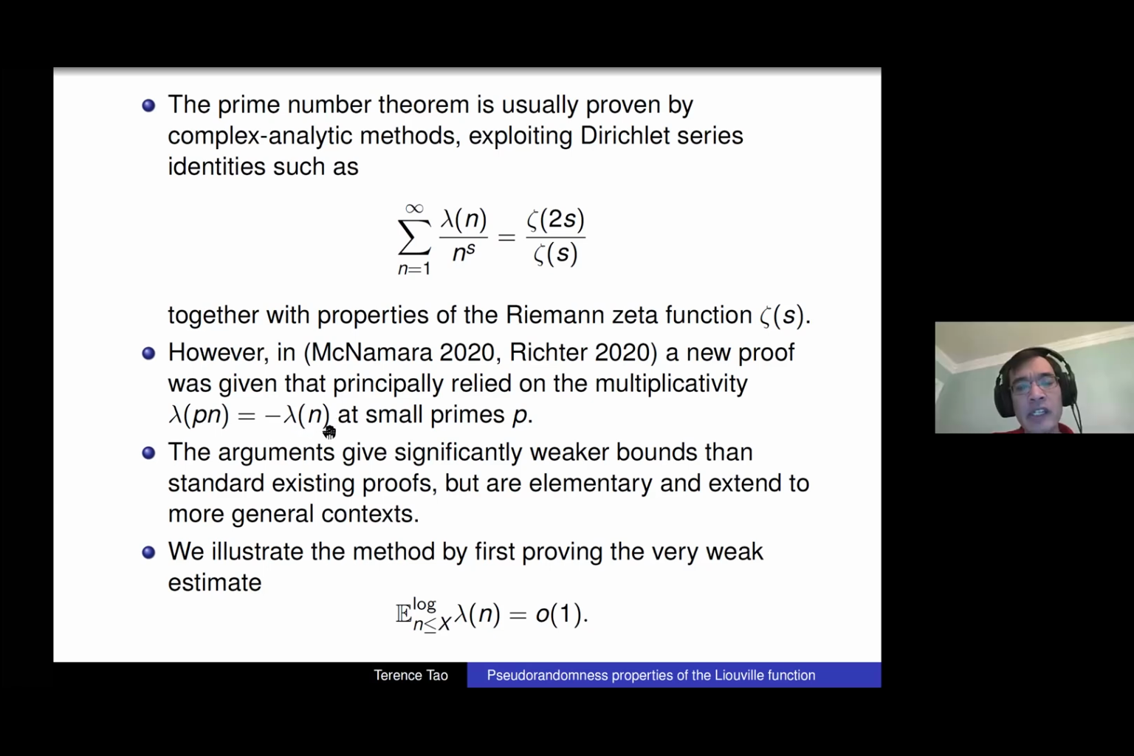They are much weaker in bounds. So the complex methods give the best bounds. There are now actually some pretentious methods that give competitive bounds, but these bounds are really weak, like 1 over log x type bounds. But they are elementary, and they extend to more general contexts.